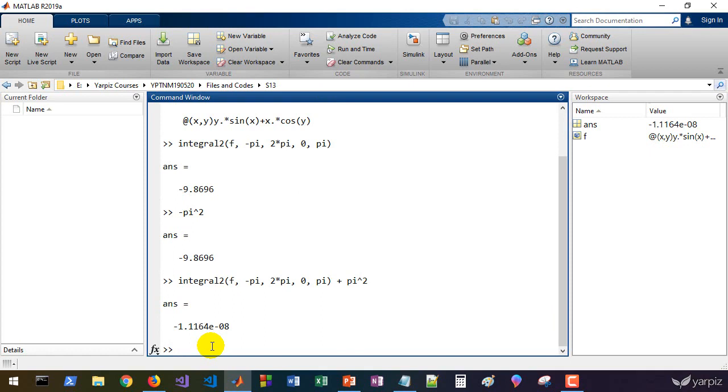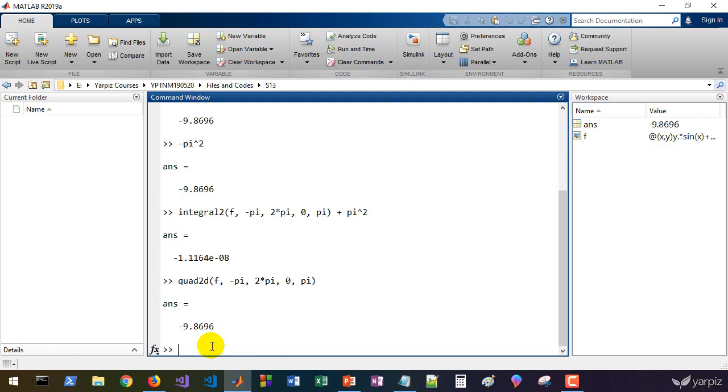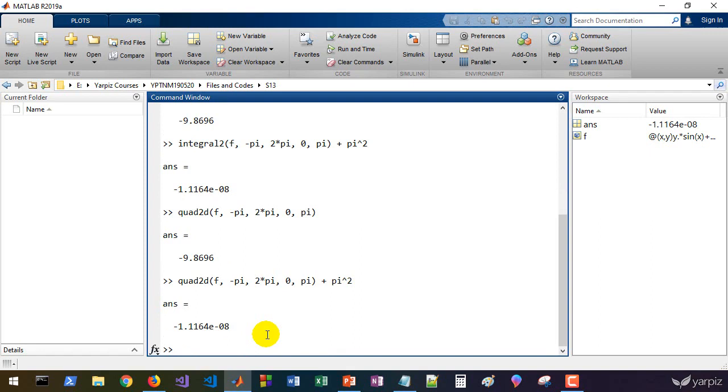The absolute tolerance and relative tolerance and other settings of the single integrals are available here too, and I leave it to you to check the effect of absolute tolerance and relative tolerance in the evaluation of integral2, and you can test it. It's very simple and straightforward. And now let's use quad2D. It's almost the same: quad2D of f from minus pi to 2 pi, the limits of x, and from 0 to pi, and that's it. It's almost the same, and if you add pi squared to this, it has the same result, I think.